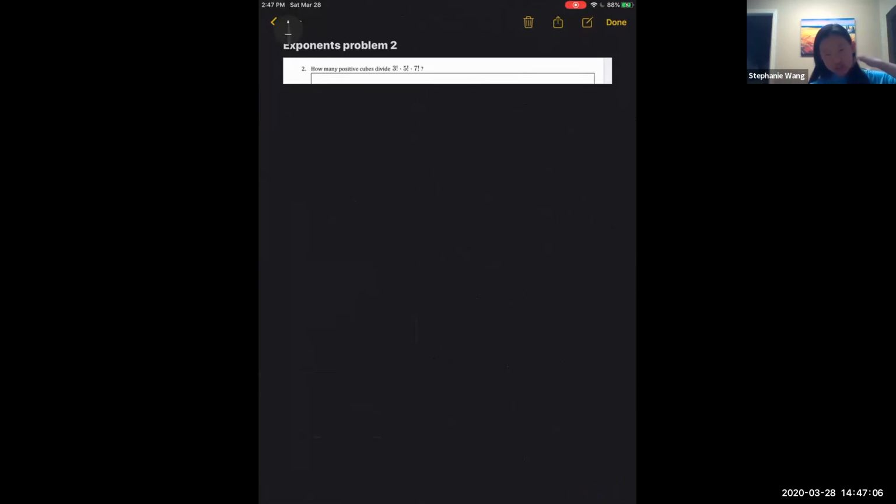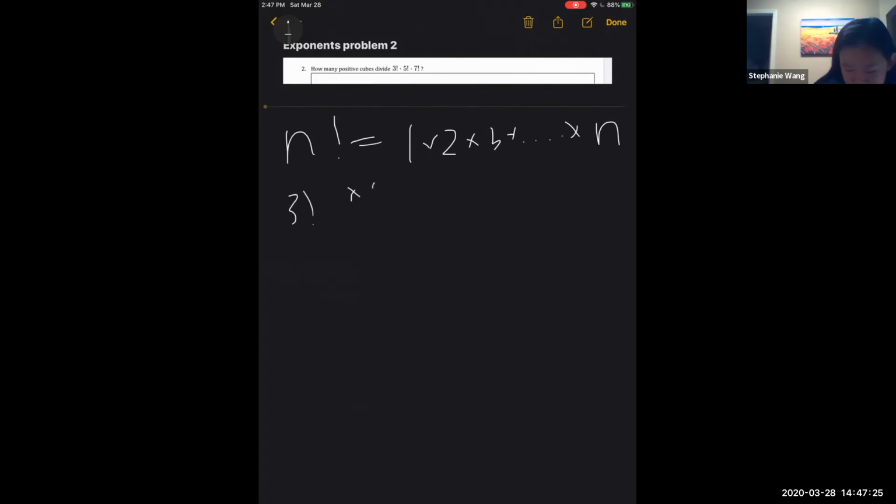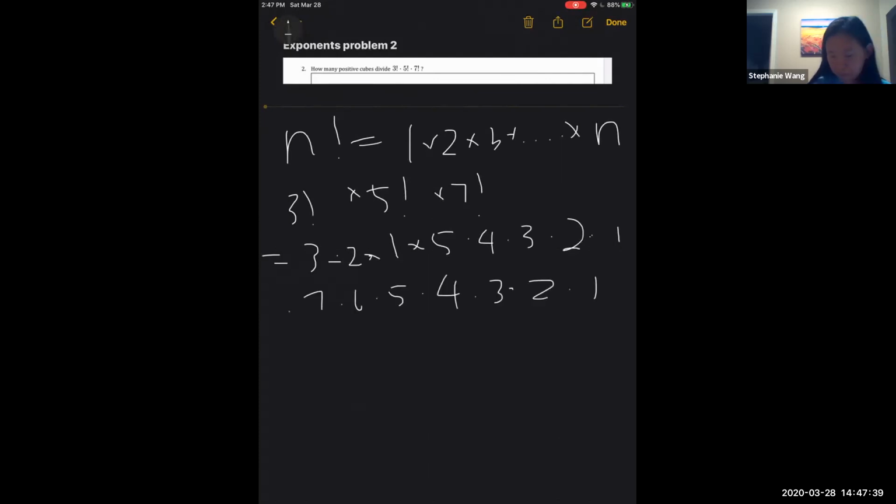Okay, so for those of you who might not know what a factorial is, basically if you have a number factorial, that means you multiply all of the numbers from 1 to that number. So you have 1 times 2 times 3 all the way until you multiply it up to n. That's basically what a factorial means. So let's go ahead and expand 3 factorial times 5 factorial times 7 factorial. That would just give us 3 times 2 times 1 times 5 times 4 times 3 times 2 times 1 times 7 times 6 times 5 times 4 times 3 times 2 times 1.